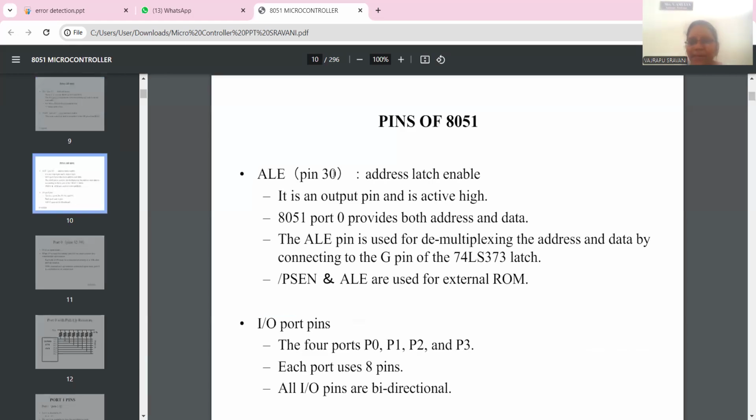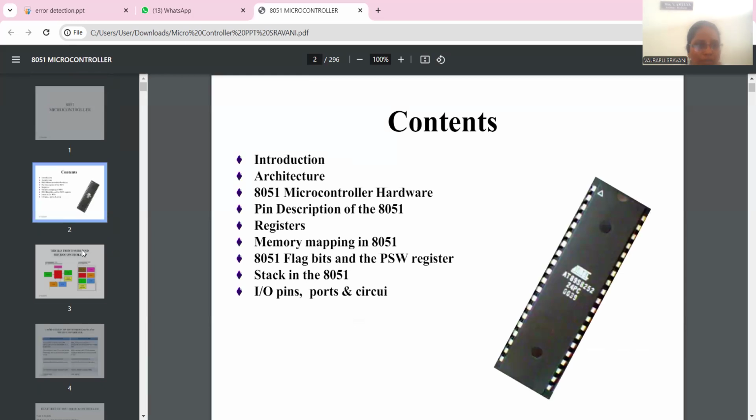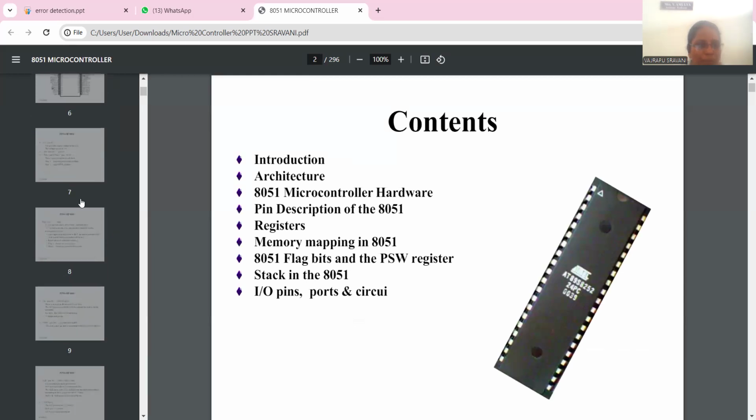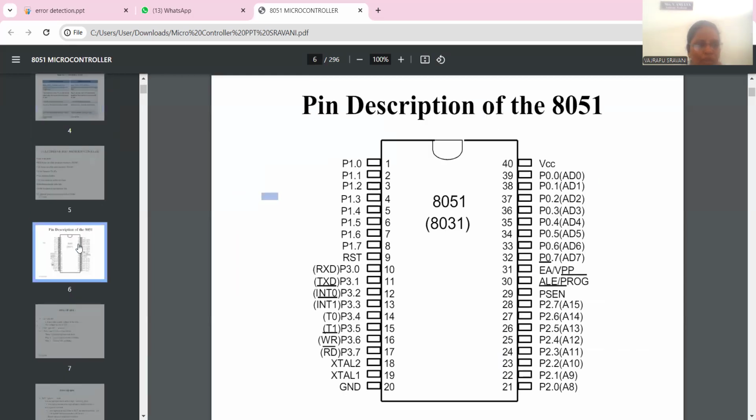Next pin is the 30th pin, that is ALE. ALE is nothing but address latch enable. If you observe, the port 0 pins are AD0 to AD7. Address and data are both multiplexed.